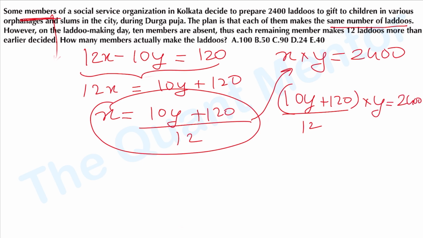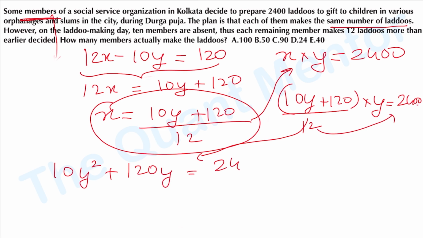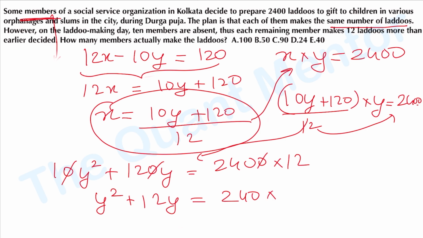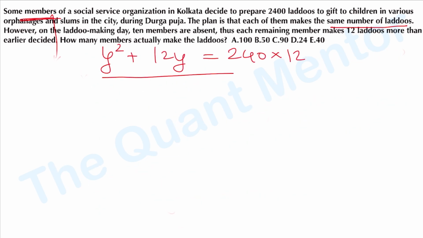Okay, this again transforms into an equation which I can write as y into 10y plus 120 into y, 10y square plus 120y, is equal to 2400 into 12 on the right hand side, 2400 multiplied by 12. To simplify things, we could just cancel out a 0 on both sides. So 0, 0, gone. We have y square plus 12y is equal to 240 into 12. So now we have a quadratic equation.